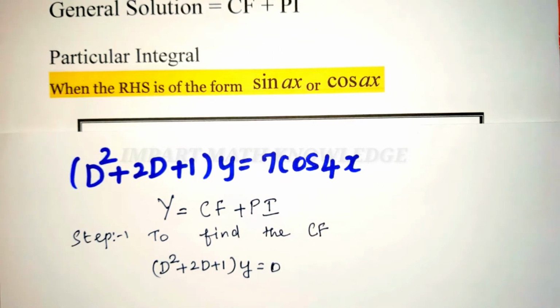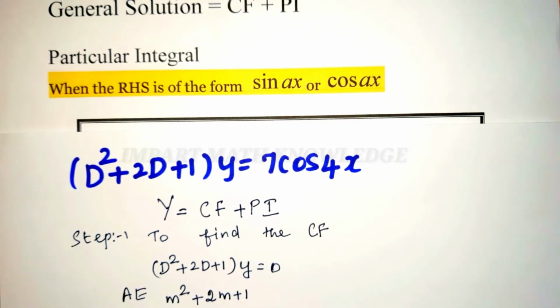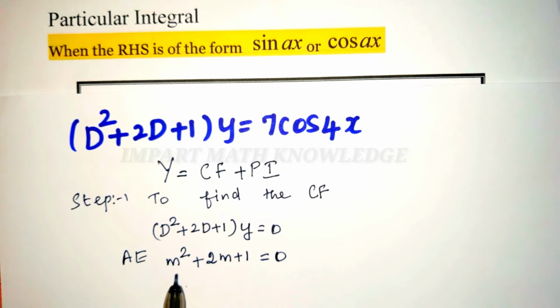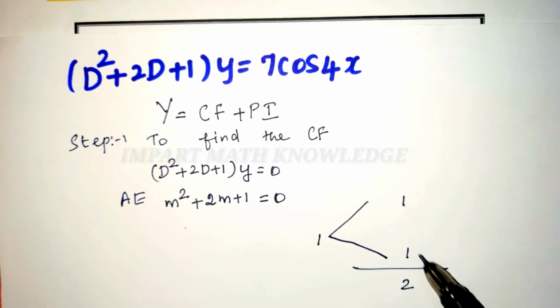Now write the auxiliary equation. m square plus 2m plus 1 is equal to 0. Find the roots of the auxiliary equation. For finding the roots, you have to take two factors. Adding the factors, you will get 2. Multiplying the same factors, you will get 1. The possible factors are 1 and 1.